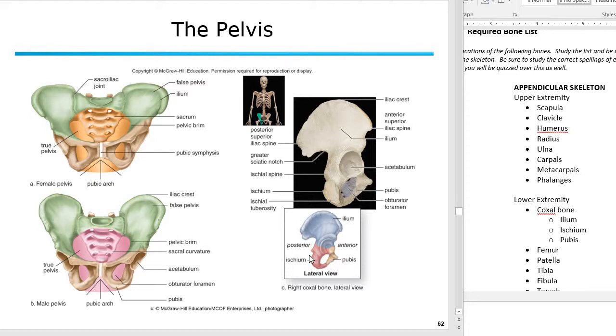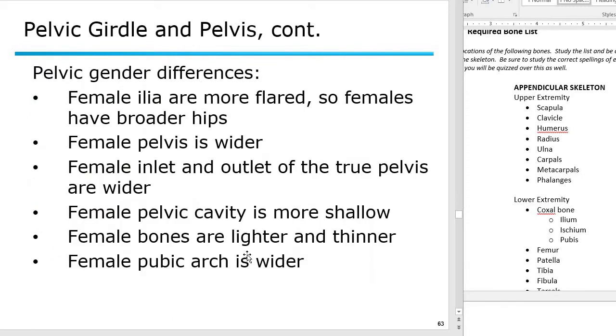You can see a number of features here as well. We have a tuberosity here. We have a foramen. That's a big hole in our coxal bone. And there's a spine and a crest as well on the coxal bone. So a few different features there to look at.